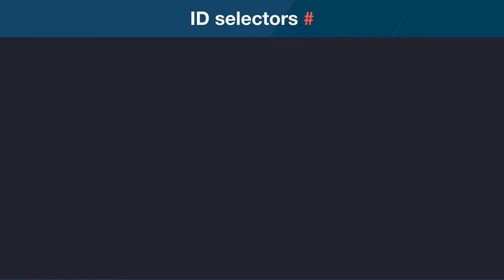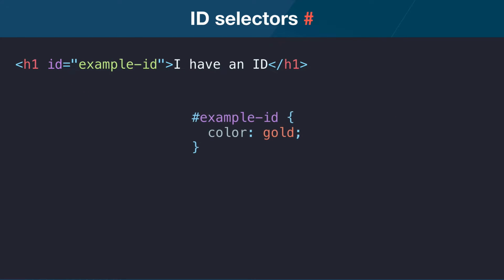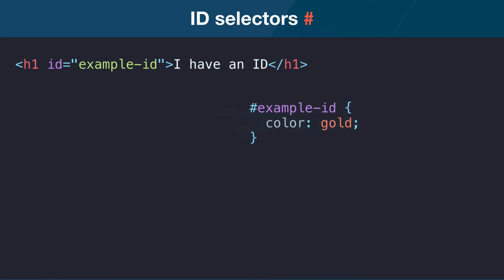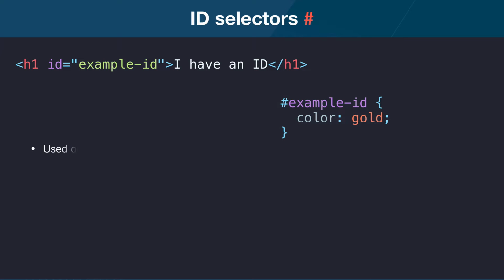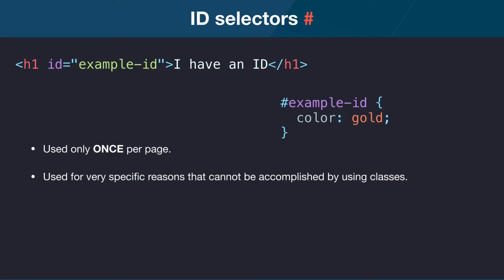Okay, let's talk about ID selectors, the hashtag. Here we have an H1 with an ID of example ID. We can select that H1 by using the hash symbol, saying the example ID needs to be color gold. These are used only once per page, so there's only one ID assigned to one element. Cannot have multiple reusable IDs. Used for very specific reasons that cannot be accomplished by simply using classes.